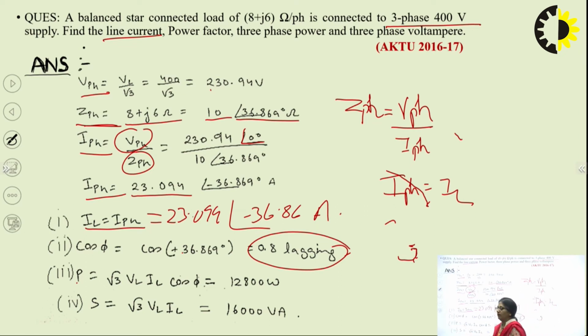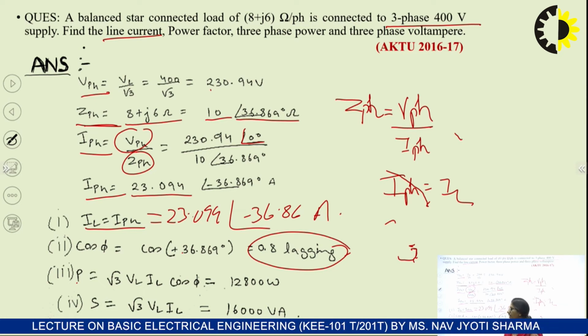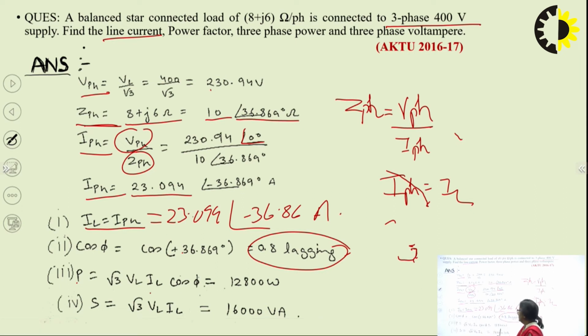Then the active power, I can be deriving it in line terms, I can be deriving it in phase terms. So, in line terms, it has to be root 3 VLIL cos phi. Root 3, what was VL? VL, we were knowing it as 400 from the data. IL, we just derived it as 23.094. Cos phi, we just got it as 0.8. It is going to be 12.8 kilowatt or 12,800 watts.